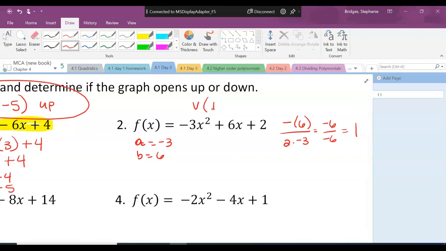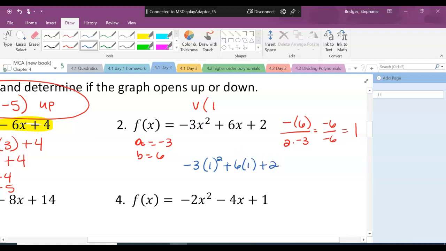Okay. Now, we have to be careful when we plug this in, especially in this one, because my A value is something other than 1. So when I plug it in, it's negative 3. That 1 is going to be the only thing that is squared. That negative 3 is being multiplied by the x squared, plus 6 times 1 plus 2.